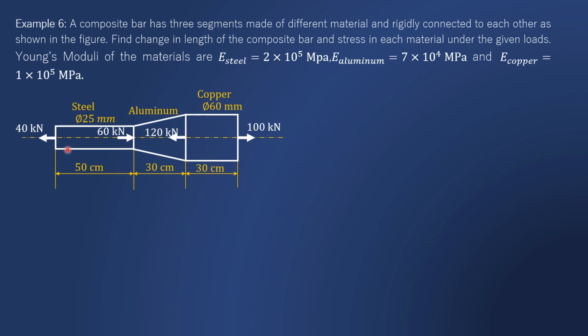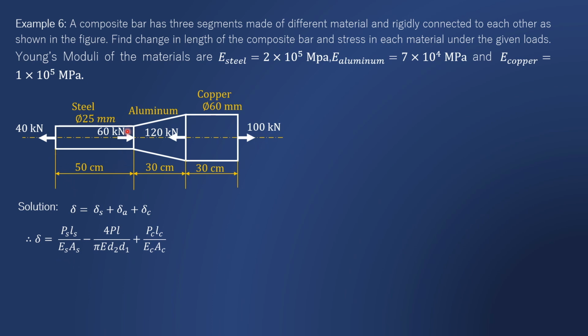So total change in length is delta 1 plus delta 2 plus delta 3. Find change in length of the composite bar and stress in each material under the given loads. Young's moduli of the materials are: Young's modulus of steel 2 into 10 raised to 5 megapascal, Young's modulus of aluminum 7 into 10 raised to 4 megapascal, and Young's modulus of copper 1 into 10 raised to 5 megapascal. Okay, simple. Total change in length is delta steel plus delta aluminium plus delta copper.